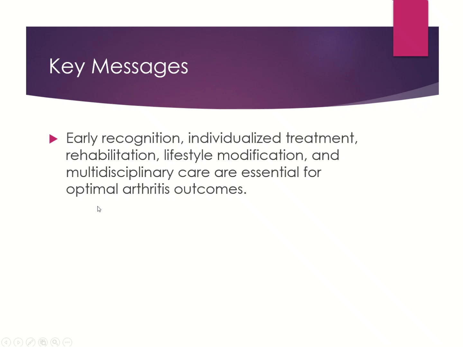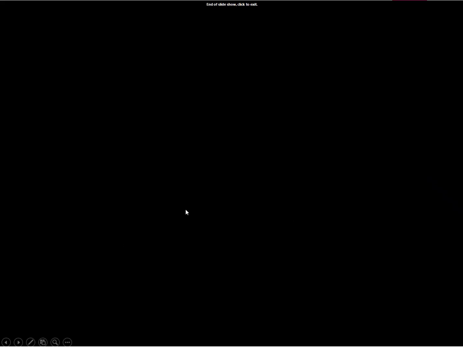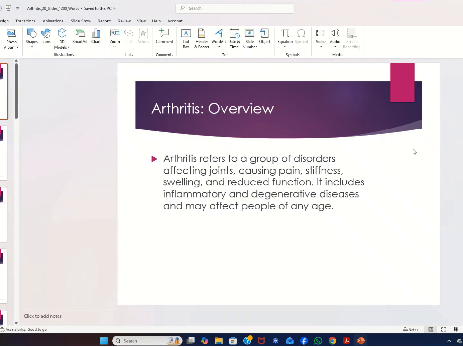so that we can get optimal arthritis outcomes. Multidisciplinary care is essential for optimal arthritis outcomes. If the patient already develops the arthritis, then multidisciplinary care is required for the patient. So it's the end of today's discussion about the topic of arthritis.